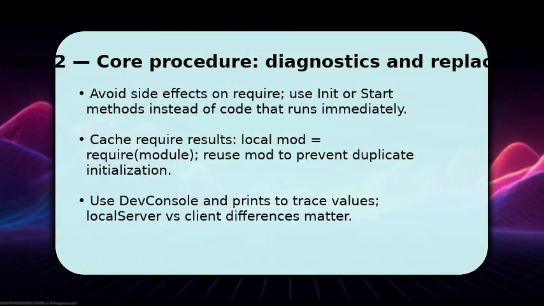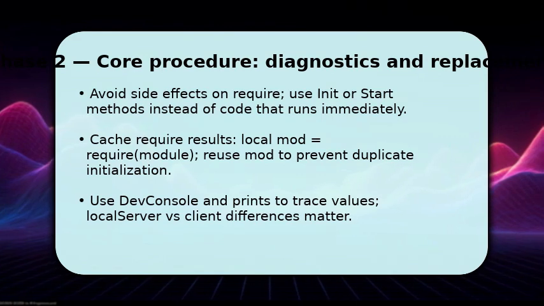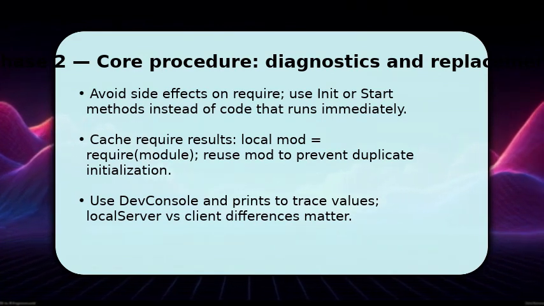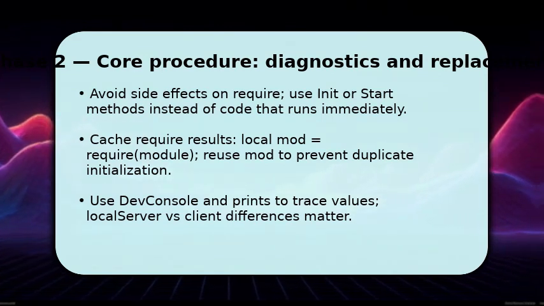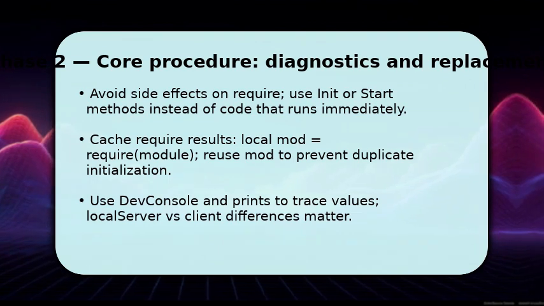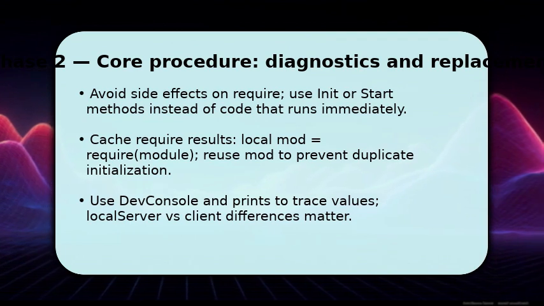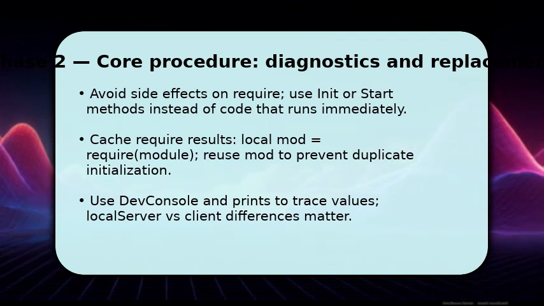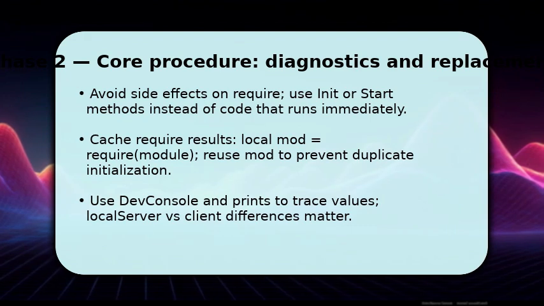Once you have the module required, structure its API. Export pure functions and explicit init methods so require won't trigger hidden side effects. Then, cache the result, local mod = require(module), and reuse that variable to prevent re-requiring or reinitialization.